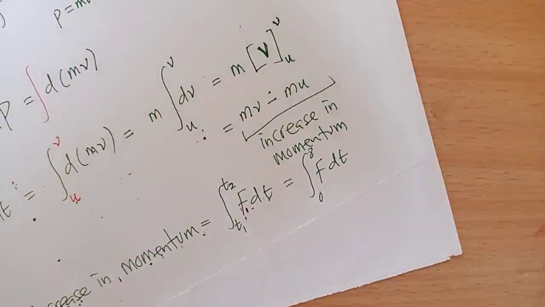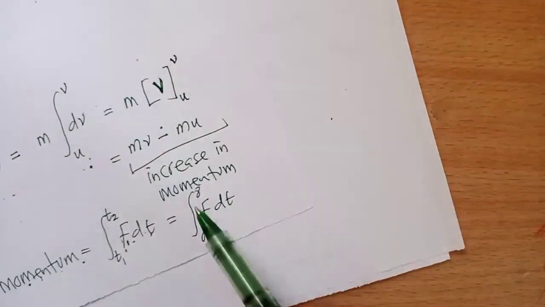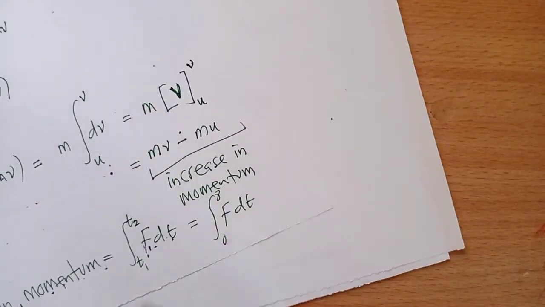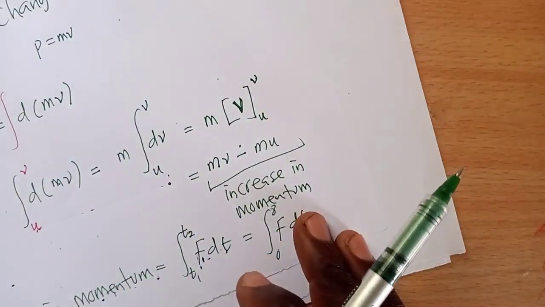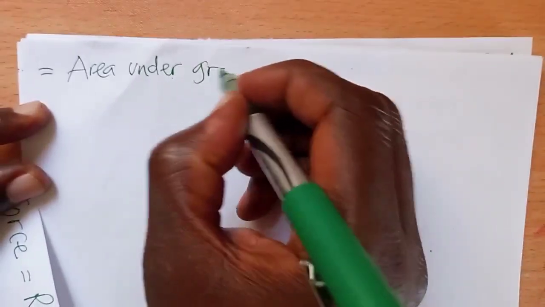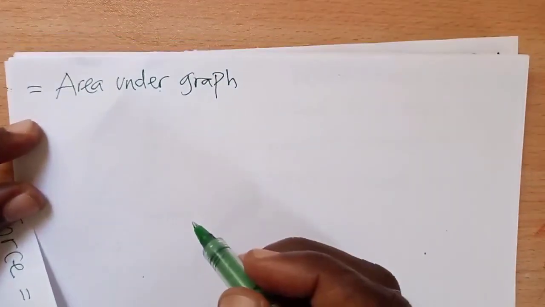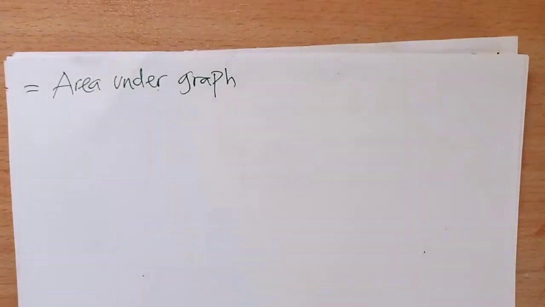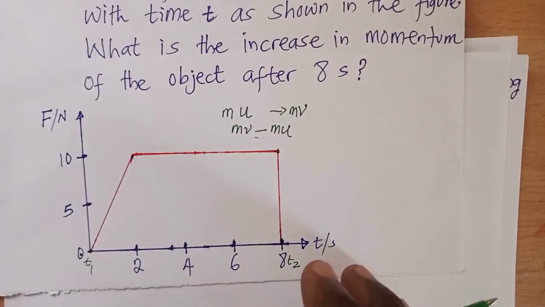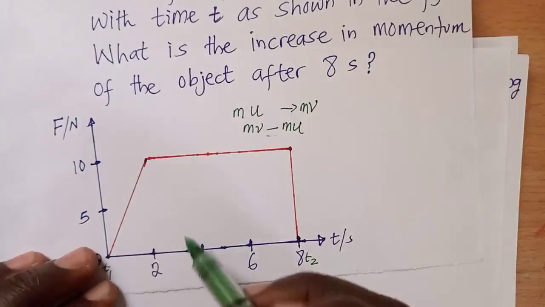So this means that this integral from 0 to 8 of f dt is equal to the area under the graph. Then I look at my graph. The shape of my graph, what is it? This looks like a trapezium, so I have to get the area of the trapezium.